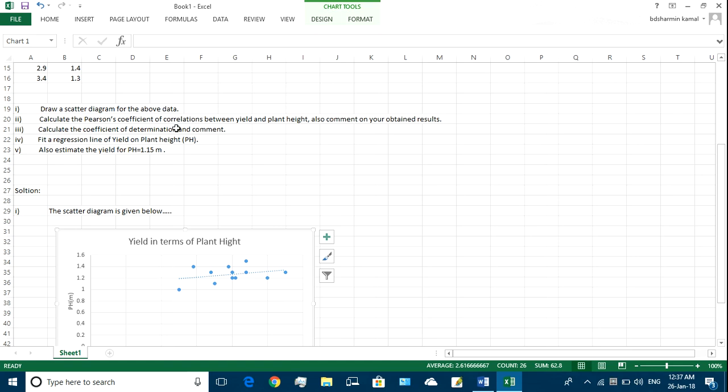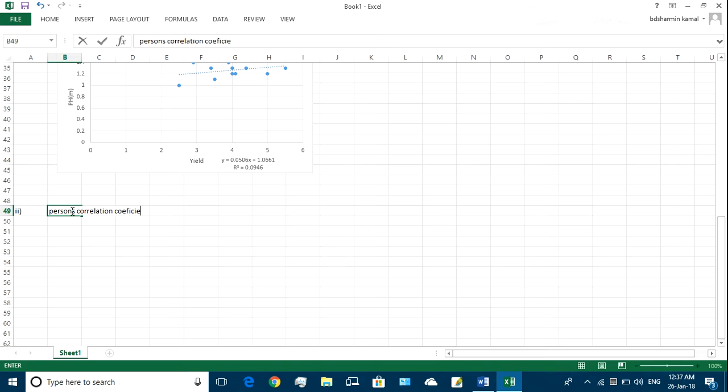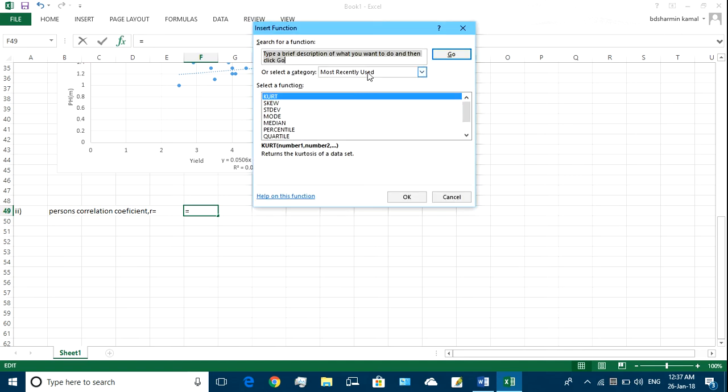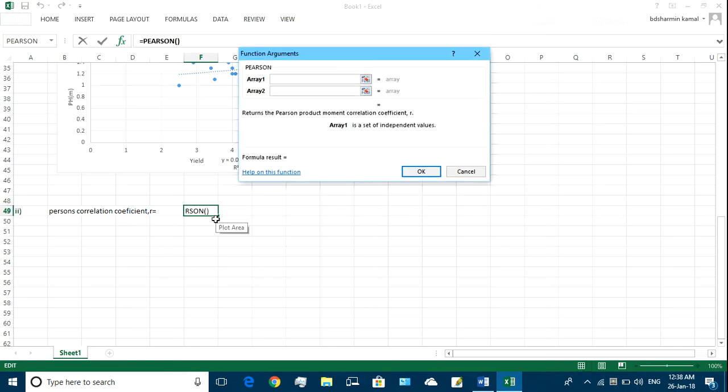Calculate the Pearson's coefficient of correlation between yield and plant height, also comment on your results. Okay, let's solve question 2. Simply type equals, then Pearson's correlation coefficient, which is denoted by R. Go to function and find Pearson. Here we got Pearson selected.